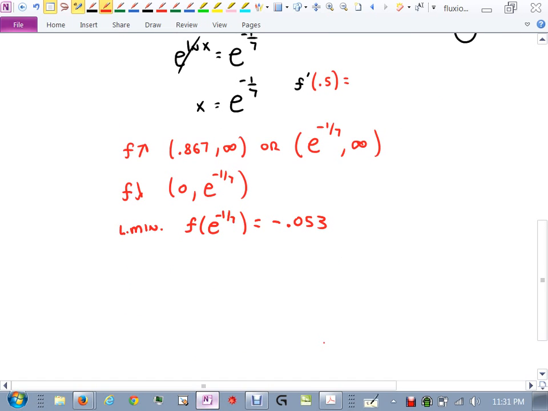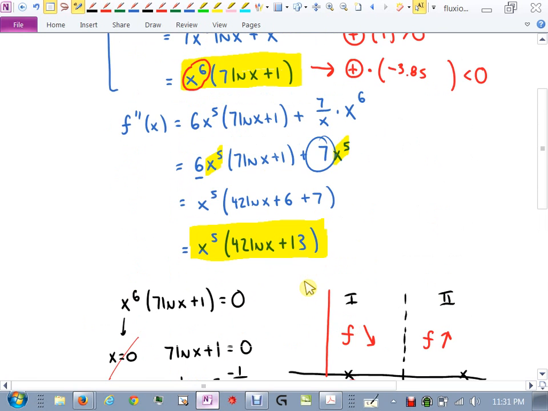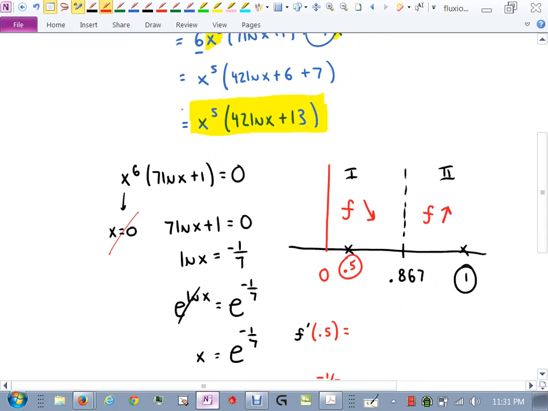And then we need to go on and look at concavity and inflection point stuff. So I need the second derivative. I need to work with that. So let me take that and work with it on the next page. I'm working with x to the 5th, and then it was natural log, 42 natural log x plus 13. And I'm going to set that to 0. I don't have to worry about where it's undefined, because my domain restricts me, so I'm not going to be plugging in 0 or negative numbers into this.